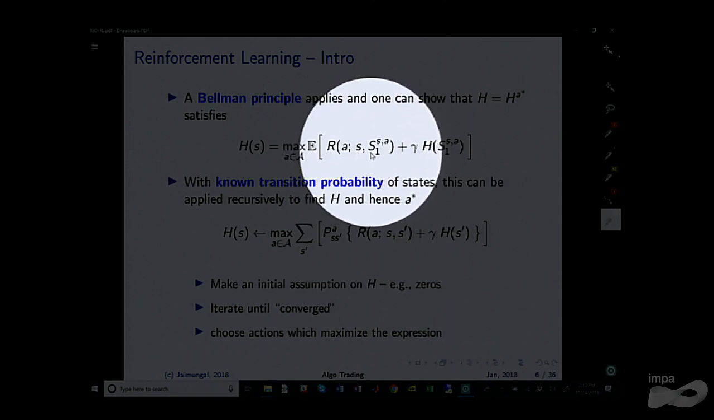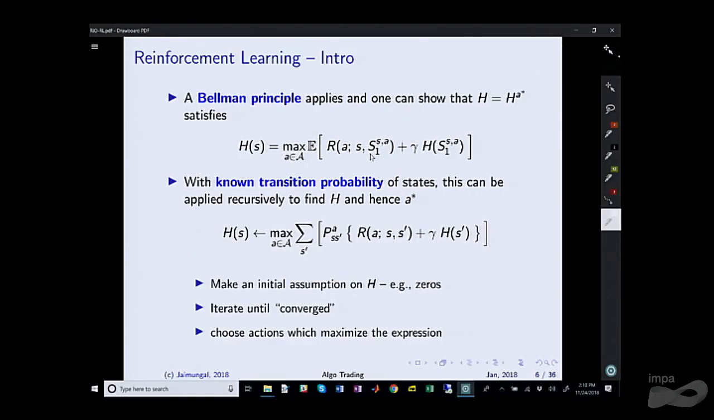So S1, excuse me, S1 is the random object here. Little s and A aren't random. You're going to choose A, which is why the maximum over little a is there. But little s is where you currently are in state space. But where you get to from your action, you don't know. It's a random variable. So that's why there's an expectation there. So that's the Bellman principle.